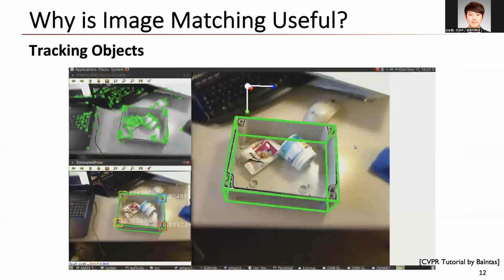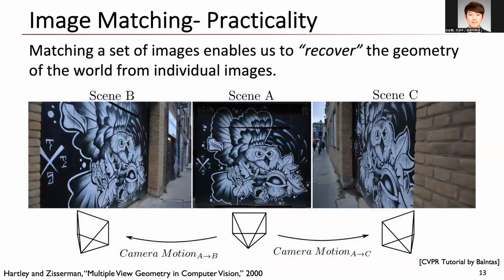What else? Tracking the object from the first frame to the remaining frames. So that's another application. Anyway, there are so many applications that can use image matching. In other words, matching a set of images enables us to recover the geometry of the world from the individual images.